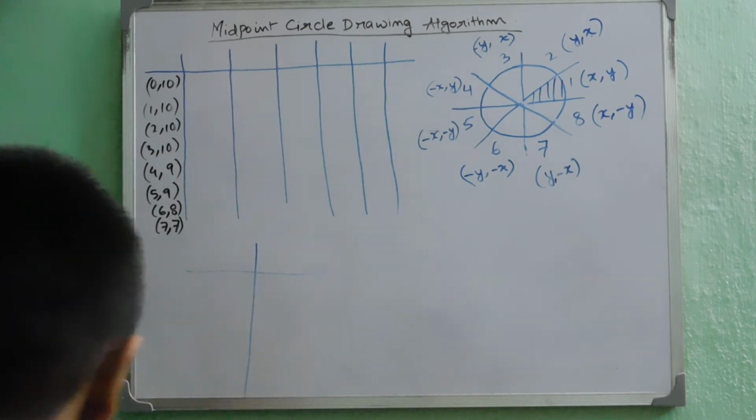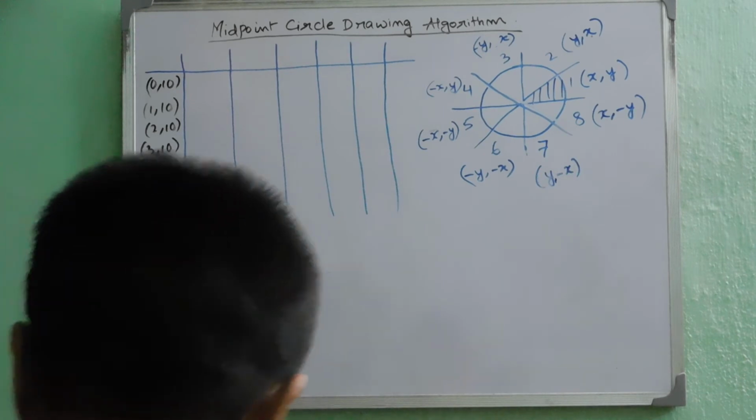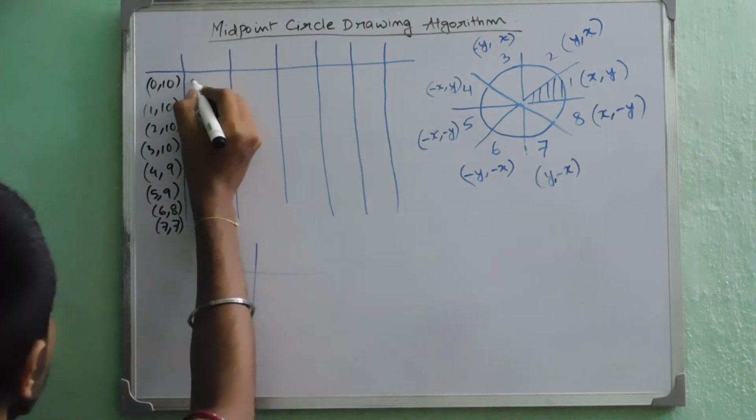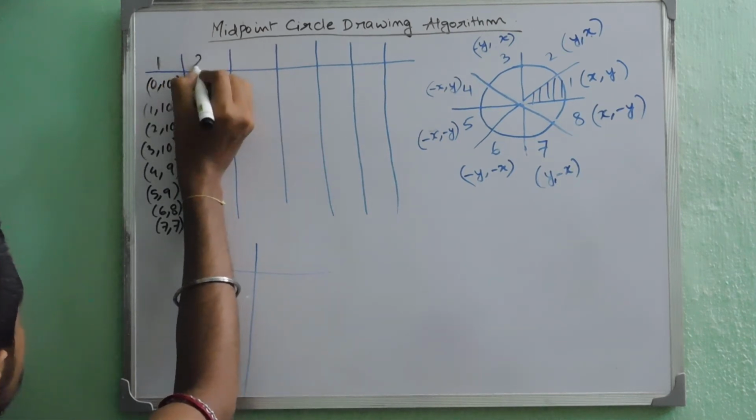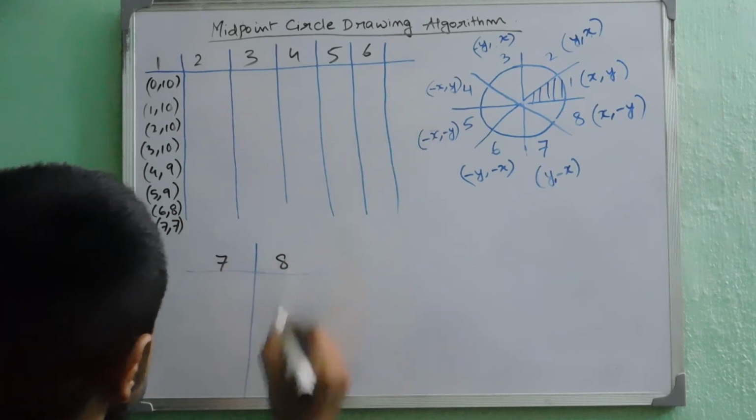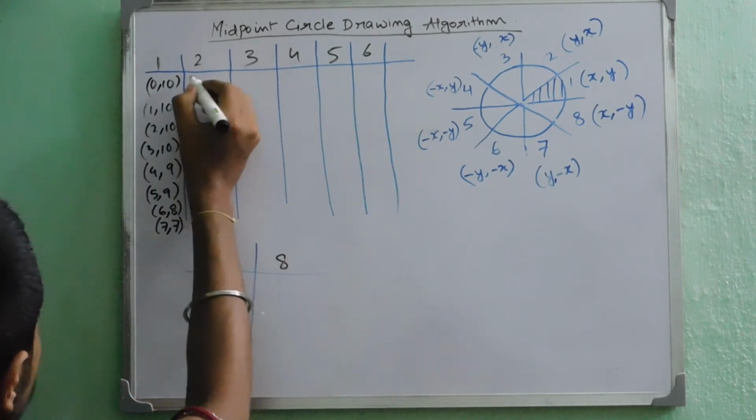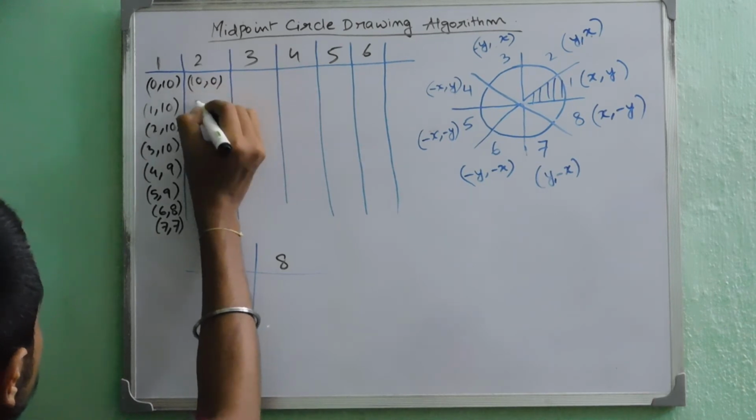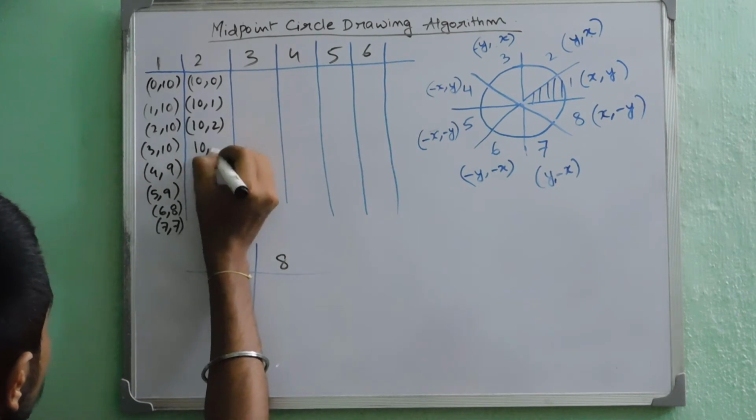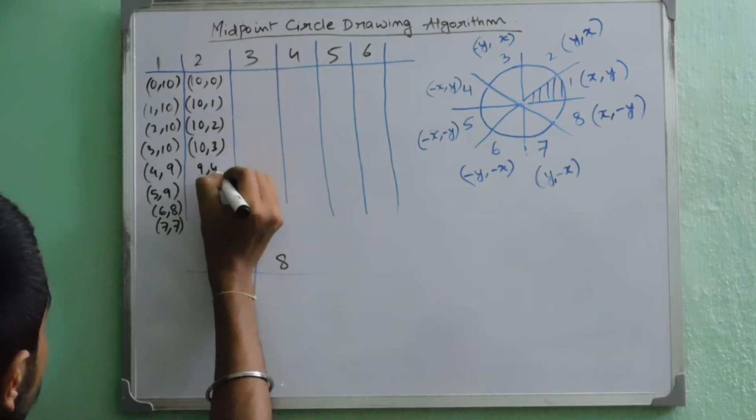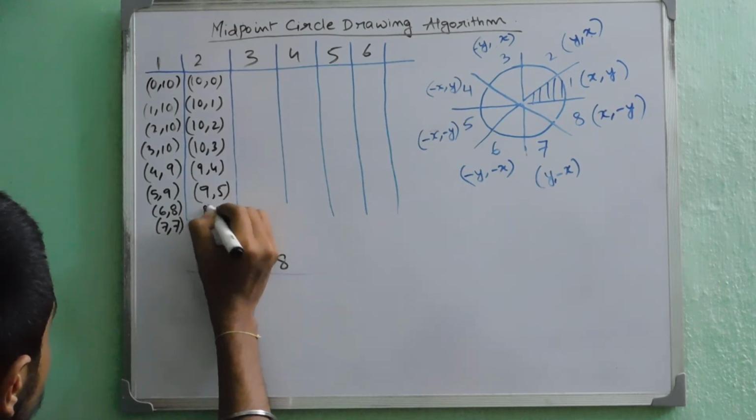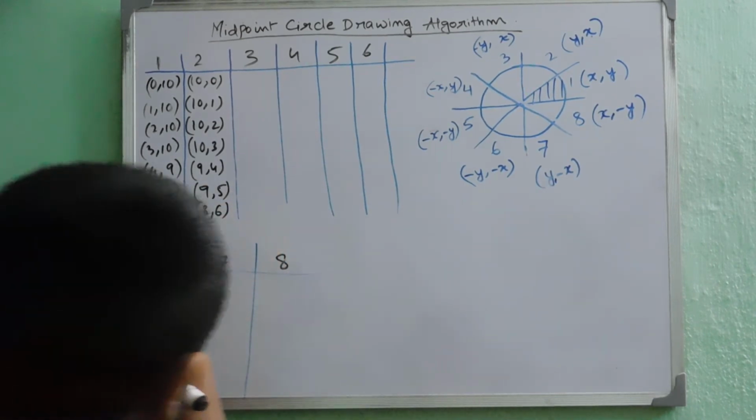Okay, so for the second octant we will have the points as 10, 0, 10, 1, 10, 2, 10, 3, 9, 4, 9, 5, 8, 6, and this will remain same, 7, 7.